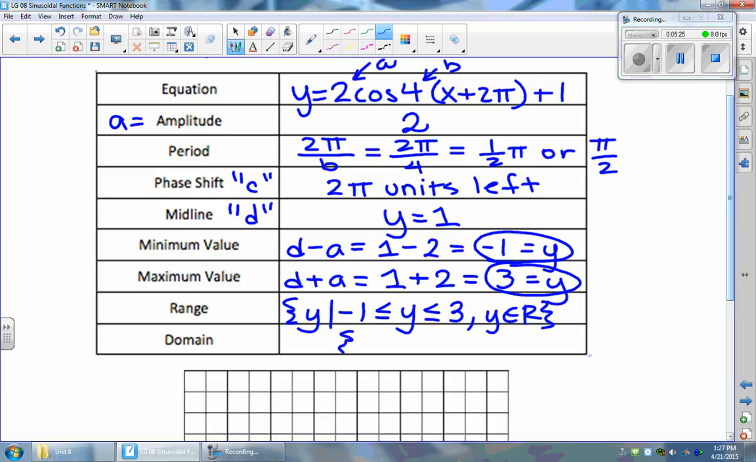And the domain is always going to be x as an element of the reals because the graph extends out to the left and out to the right. The only time it might not have this domain is based on the context of the question. So if the question is related to time, then we know that time has to be always greater or equal to 0.